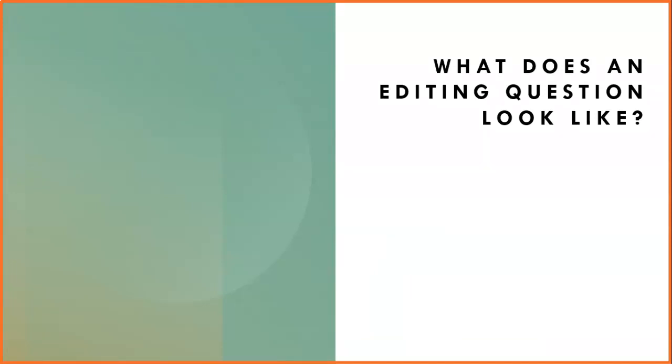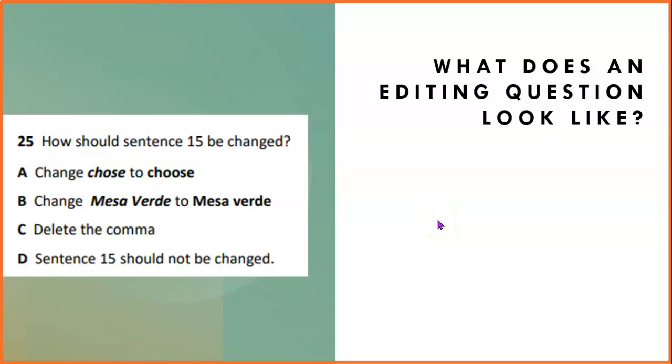So what does an editing question even look like? You say editing questions, Miss Jacobson, but I don't know what that means. So an editing question is going to look something like this. How should sentence 15 be changed? A, change chose to choose. B, change Mesa Verde to Mesaverde. C, delete the comma. D, sentence 15 should not be changed.